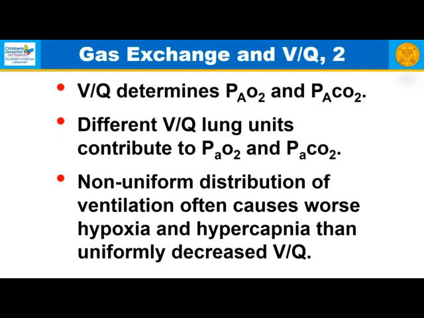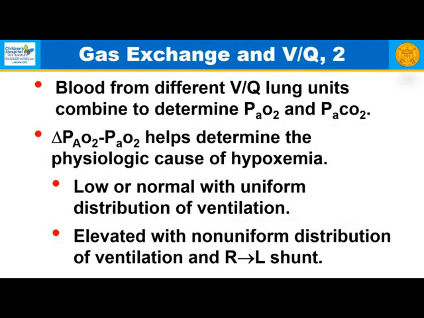VQ determines the arterial O2 and PCO2. Different VQ units contribute to arterial PO2 and PCO2. Non-uniform distribution of ventilation often causes worse hypoxia and hypercapnia than uniformly decreased VQ. Blood from different VQ units combines to determine arterial PO2 and arterial PCO2.